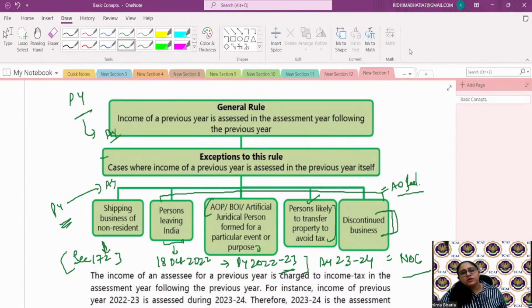So, what question can come in case of theory? A theory question can come that explain the exceptions, or explain any two exceptions in which the previous year income is taxed in the previous year itself. Students, these provisions, Section 172, at final level is a detailed section about how this entire mechanism works.